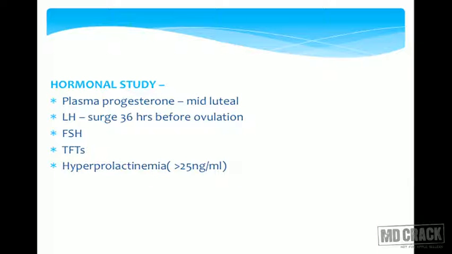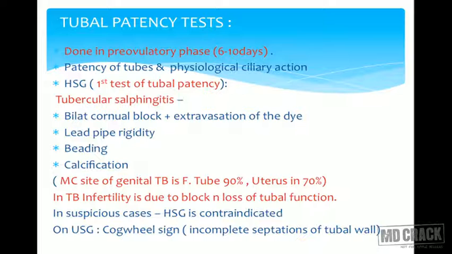We can also do hormonal studies to find out about ovulation, and the hormones are progesterone levels, usually done around day 21-22, mid-luteal, LH surge, FSH levels, thyroid hormone tests, or prolactin levels to rule out hypothyroidism and hyperprolactinemia. So these are important hormones which we do in an infertile female patient.